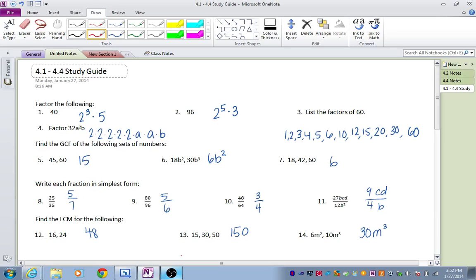This is the study guide for lessons 4.1 to 4.4. Pause the video now so you can flip through your packet checking your answers. I'm going to continue after this going through each problem, so you can fast forward to different sections that you need to go over.